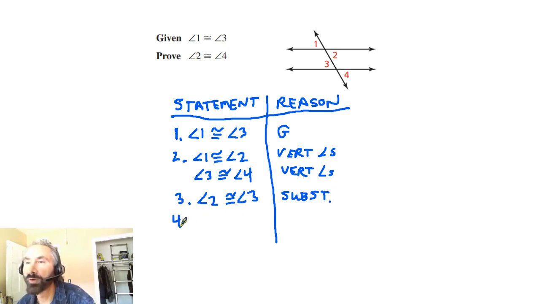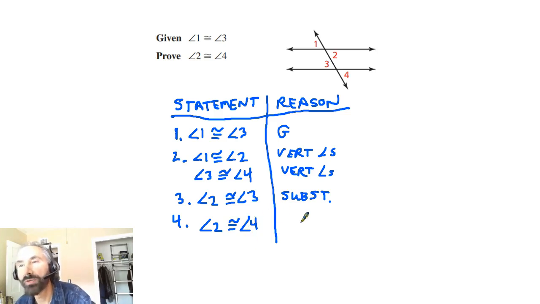And then 4, we could say that angle 2 is congruent to angle 4, because angle 2 is congruent to 3, and angle 3 is congruent to 4. So I think we could just go right for it. Angle 2 is congruent to angle 4.